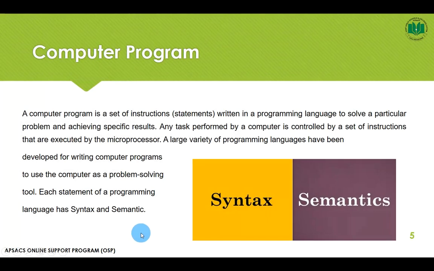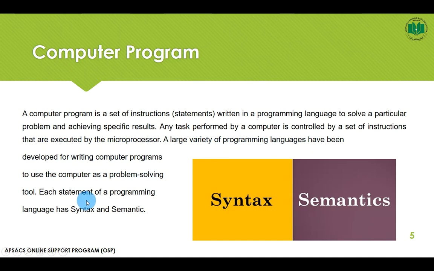Computer program. A computer program is a set of instructions or statements written in a programming language to solve a particular problem and achieve specific results. Any task performed by a computer is controlled by a set of instructions that are executed by the microprocessor. A large variety of programming languages have been developed for writing computer programs to use the computer as a problem-solving tool.